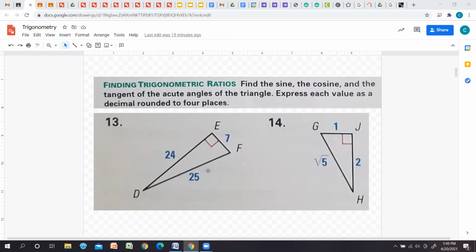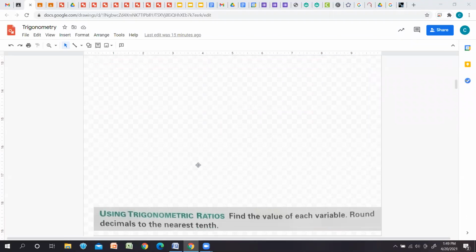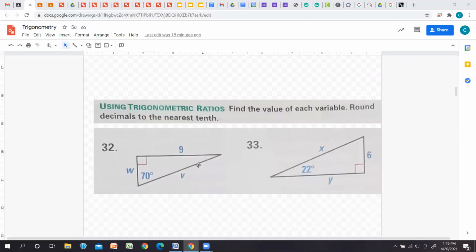So first, for these, you're going to find the sine, cosine, and tangent of both of the angles. For this one, it would be F and D. Just find the sine, cosine, and tangent for each one, which will be a ratio of the two sides. Notice they tell you all three sides, so that's enough information to find the ratios here.